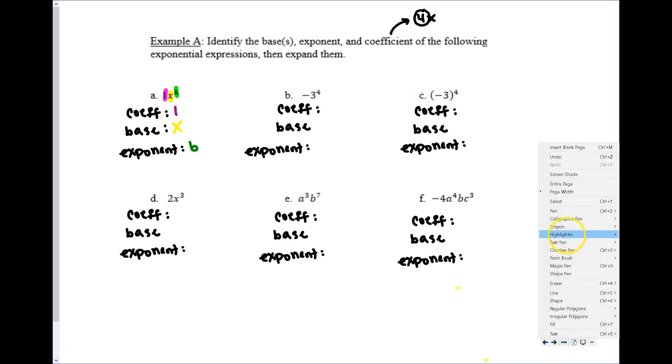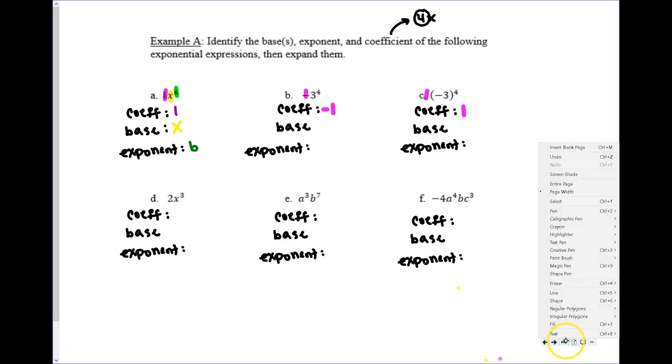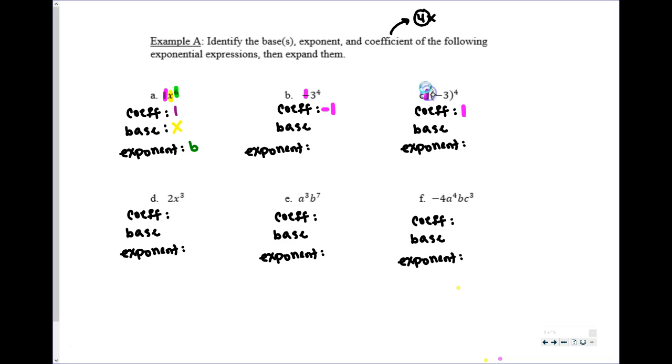I want to make sure that you guys are figuring out these coefficients correctly. So in letter B, my coefficient is actually -1, and in letter C, it's actually just a +1. We can see that if I put the invisible 1 right here in front and then a -1 right here. So this is kind of like saying -1 times 3/4, which I know is very strange.